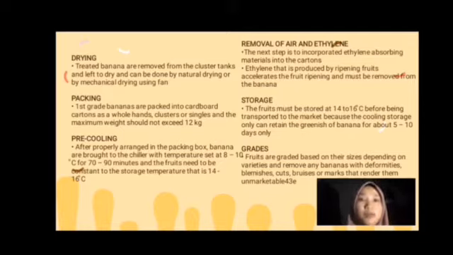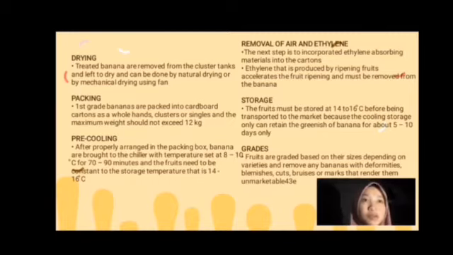Pre-cooling. After being properly arranged in the packing box, bananas are brought to the chiller with temperature set at 8 to 10 Celsius for 70 to 90 minutes, and the fruit needs to be brought to the storage temperature, that is 14 to 16 Celsius. Removal of air and ethylene. The next step is to incorporate ethylene absorbing materials into the cartons. Ethylene that is produced by ripening fruits accelerates fruit ripening and must be removed from the bananas.